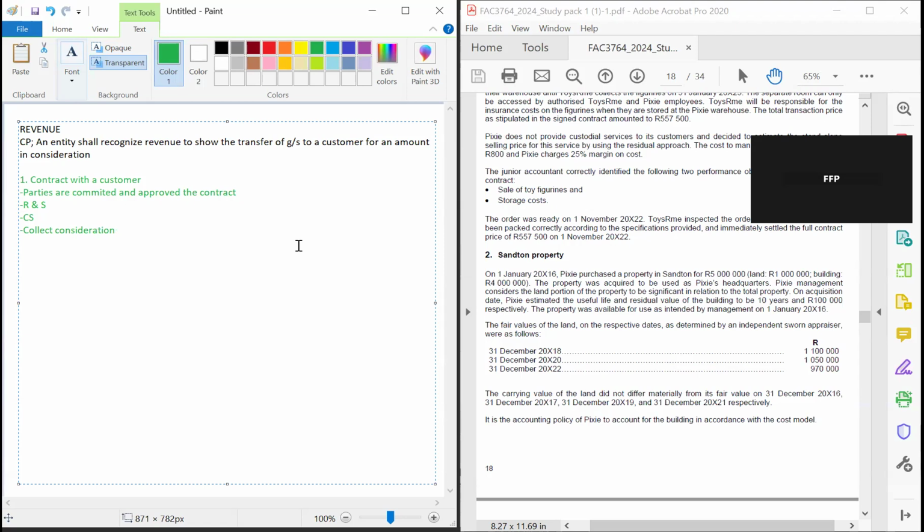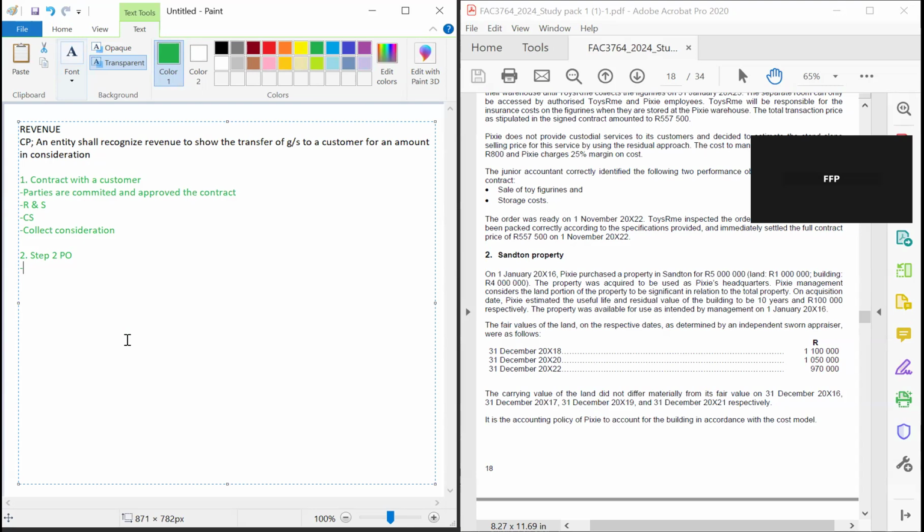Okay, so now we are done with step one. We are going to move to step two. Pertaining to step two, what we are going to identify is the identification of what? Performance obligations, right? So it is the identification of performance obligations. Performance obligations need to be distinct.